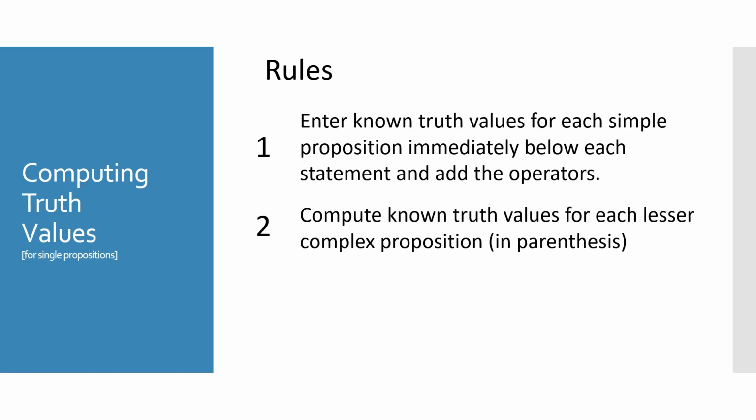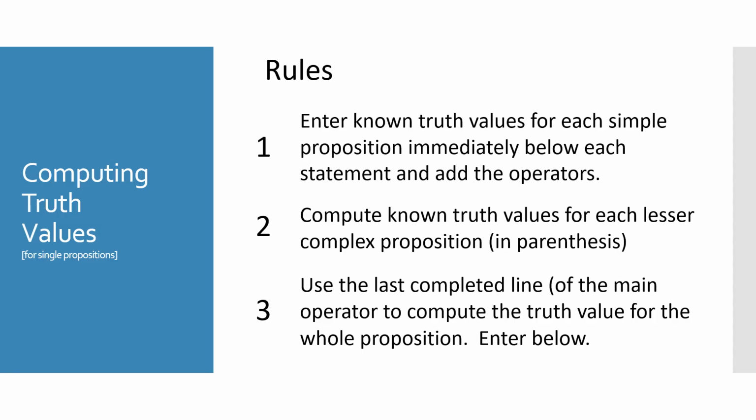The second step is to compute the known truth value for each lesser complex proposition. That is all the stuff in parentheses. And what this means essentially is you will have to determine what is called the order of operations, so you know precisely which piece comes first in the computation. And then finally, you use the last completed line of the main operator to compute the truth value for the entire proposition, and then you just enter that below, and then you know the truth value of that statement.